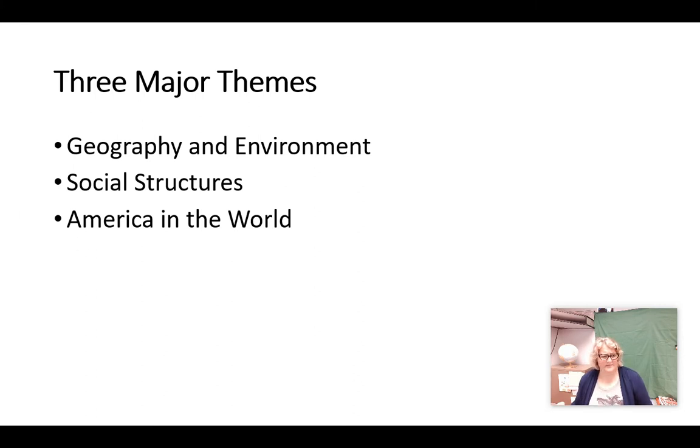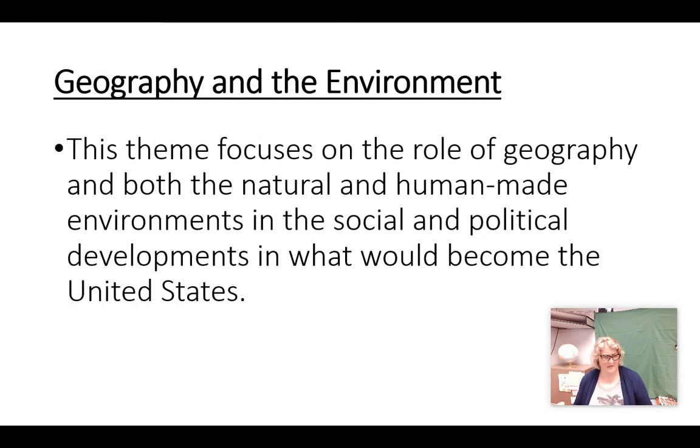So geography and environment means when we're looking at this theme in history, it's focusing on the role of geography, and we're talking both natural and human-made environments, the role of that geography on the social and political developments in what would become the United States. So this one is focusing really on what seemed to the Europeans as raw, unused land, right? What was the effect of that geography and environment on the social and political developments?